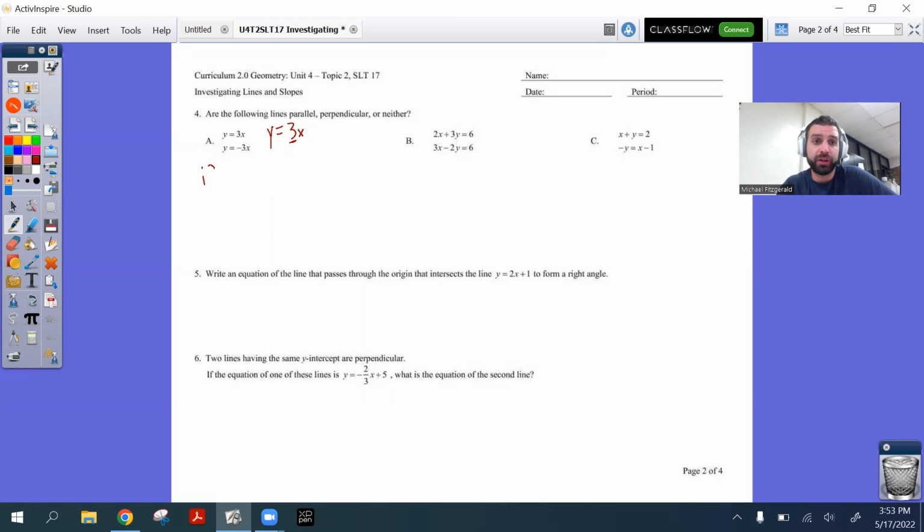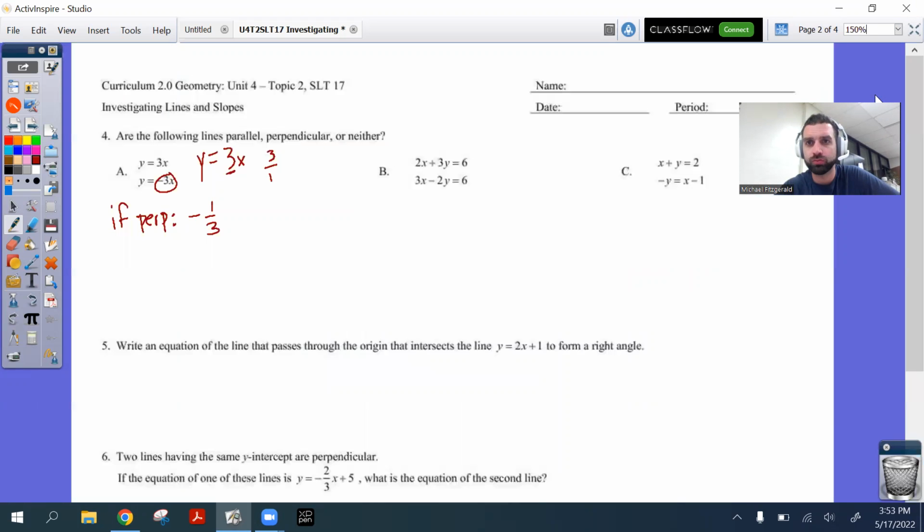If it's perpendicular, what kind of slope should we look for? Well, the opposite reciprocal of 3, the opposite would make it negative. Reciprocal, well, the reciprocal of 3 over 1 is 1 over 3. So it would be negative 1/3. We don't have that. We have negative 3. Let me zoom in a little bit. Similarly, if this were to be parallel, the line parallel to y equals 3x would also have the slope of 3. We have neither of those, so these are neither.